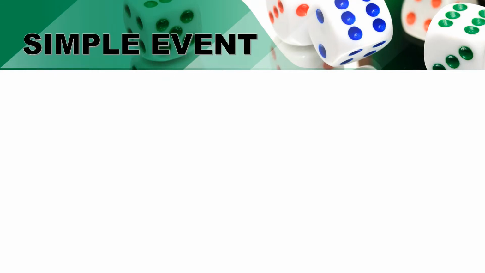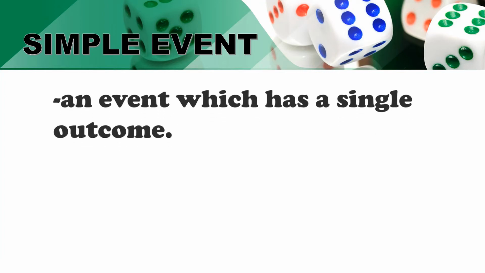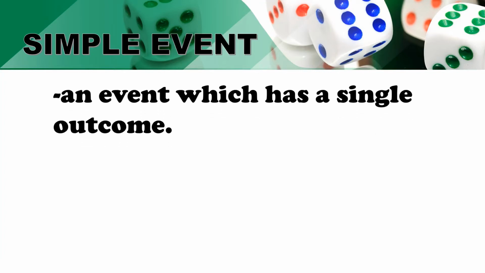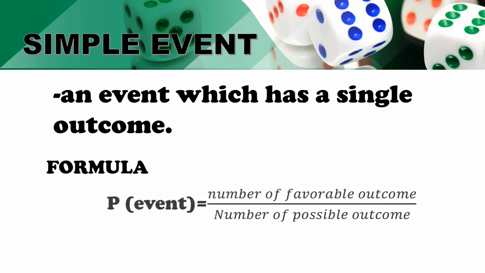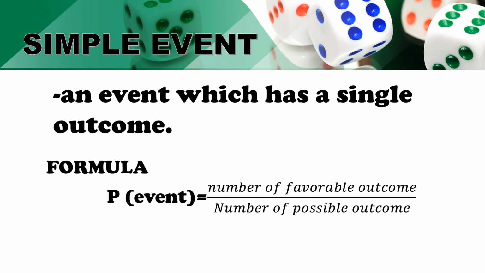Well done, grade 8 learners. So let's move on to our lesson for today. For today's lesson, we have simple event or the probability of simple event. And simple event is an event which has a single outcome. So the formula that we can use is P of event is equal to the number of favorable outcomes over the number of possible outcomes.